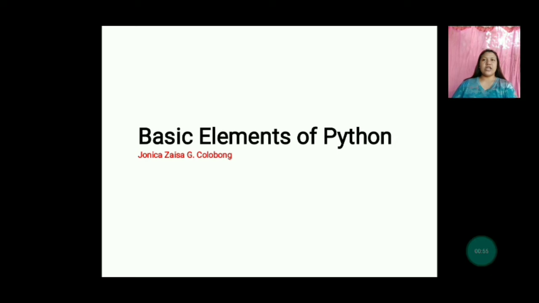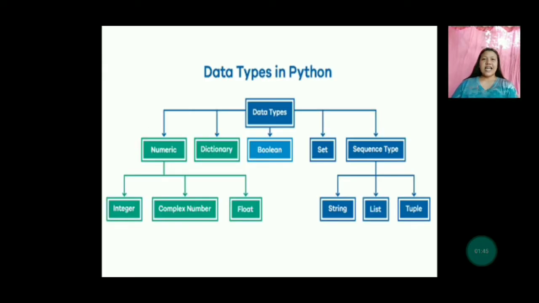What is a keyword? Keywords are identifiers that Python reserves for special use. Keywords contain lowercase letters only. You cannot use keywords as regular identifiers. Data types in Python. In numeric, there are three types, which are integer, complex number, and float. Others are dictionary, Boolean, set, and sequence type, which has three types: string, list, and tuples.